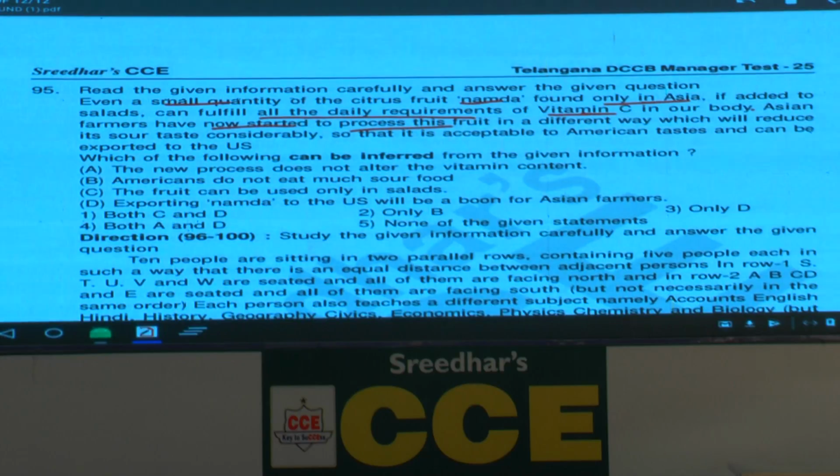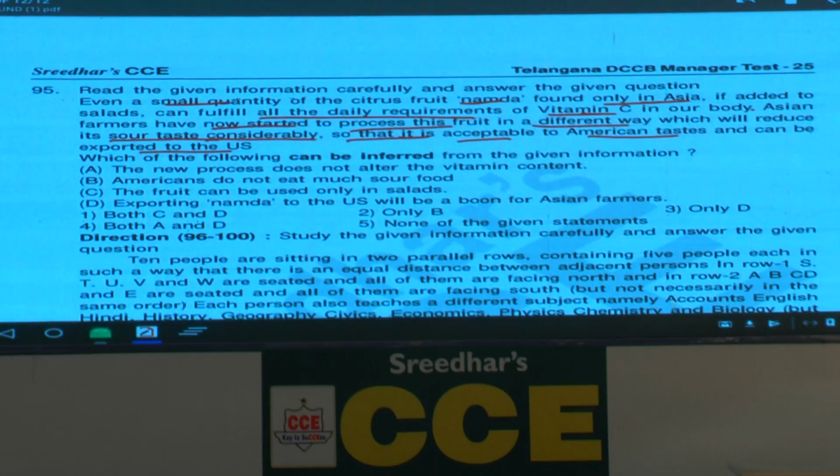Now they are starting to process this fruit in a different way. What is a different way here? Which will reduce its sour taste considerably. Now they are trying to decrease the sour taste of this one considerably, that means to a larger extent, so that it is acceptable, underline this word, so that it is acceptable to American taste and can be exported to the United States. Is the statement clear?